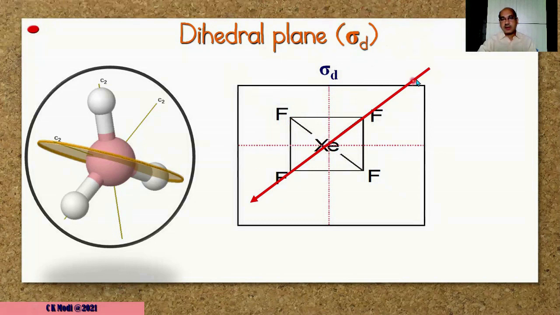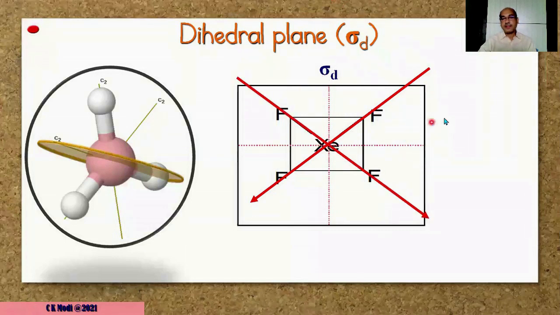if we pass this imaginary line through the center of the molecule and rotate it by 180 degrees, this fluorine comes over here and this fluorine comes over here, and we get an equivalent structure. So this is called C2. After 180-degree rotation of this imaginary axis, this fluorine comes over here and this fluorine comes over here. So this is called C2.